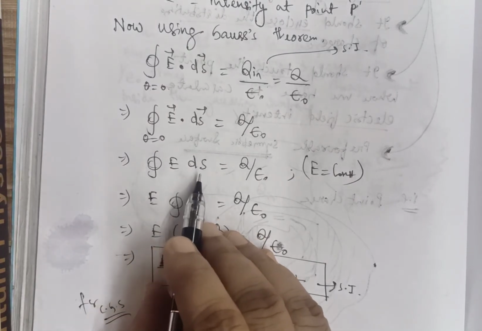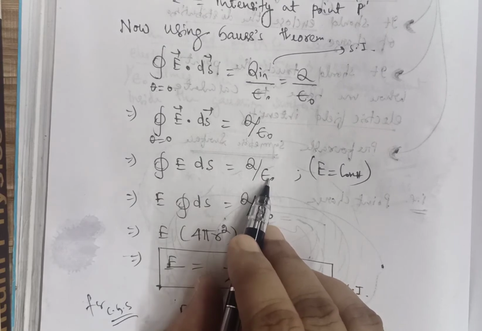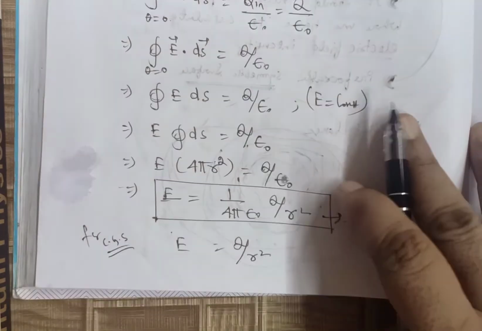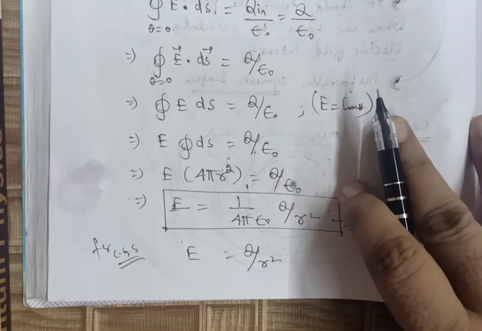E ds cos 0 is equal to 1, that is E ds. And that is q by epsilon 0. Again you see this second line, E is taken outside, as in integration E is constant. How will you know that E is constant?